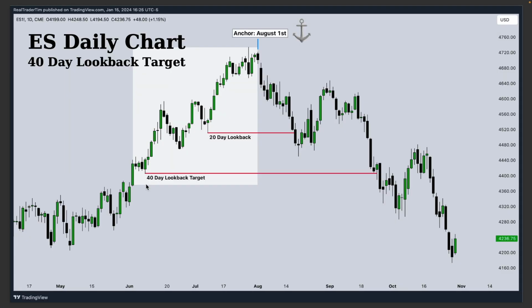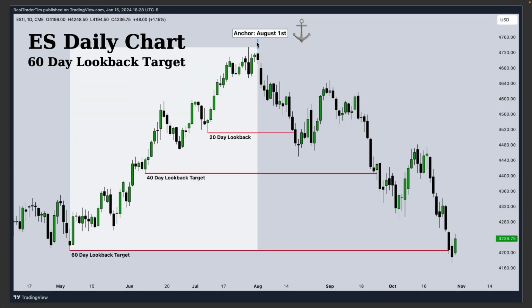So here is our 40-day look back target, right? So we purge the 20-day look back, and this is a logical area if we're assuming that we're shifting and going to attack some sell side for price to target here. So after this 40-day look back target is completed, what else would we do?